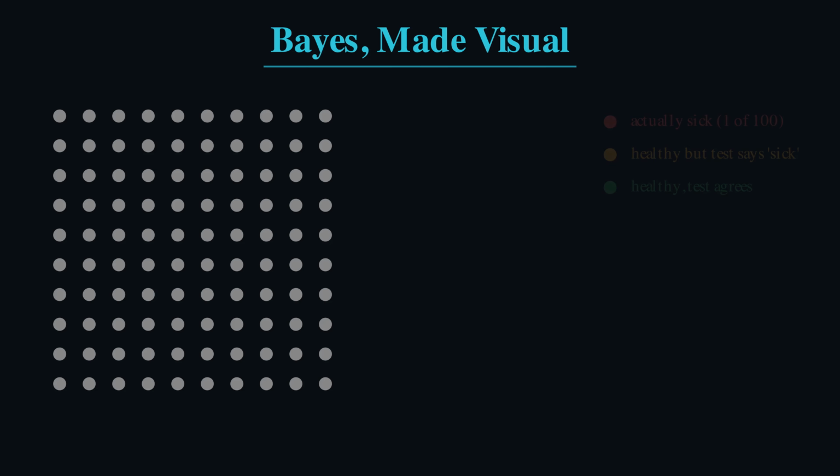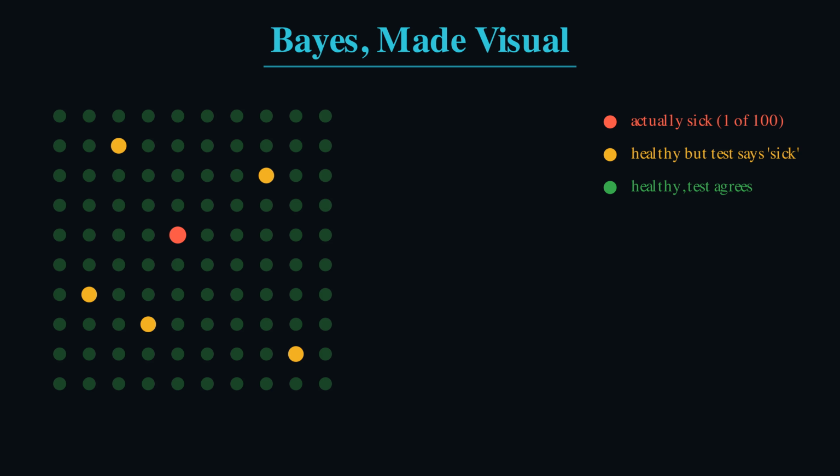Bayes' rule sounds abstract, so let us see it as a picture. Here are 100 people. A disease affects just one of them. Now we run a test that is 99% accurate. The one sick person tests positive, in red. But the test also makes mistakes on healthy people. About 5 healthy people are wrongly flagged as positive, in yellow.